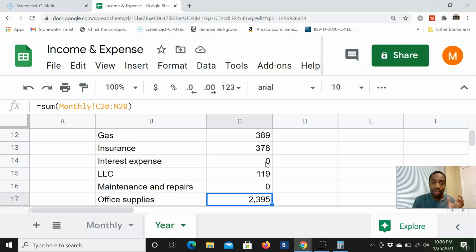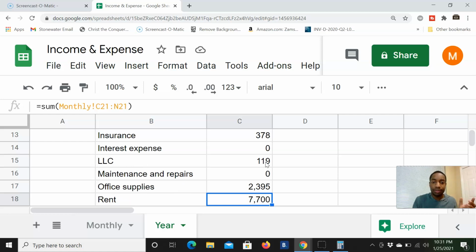No maintenance, repairs, office supplies. So I spent like 2,300 just buying different things, like camera gear. I think I've included my camera gear because sometimes I use my camera to take photos of a house or make a video or something like that. So I include it in this line item.